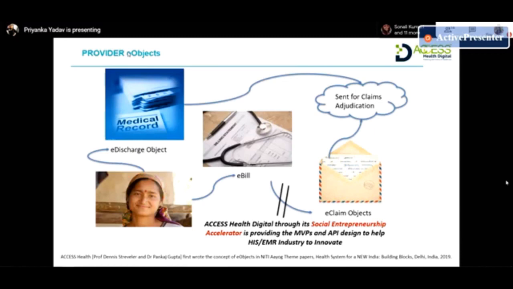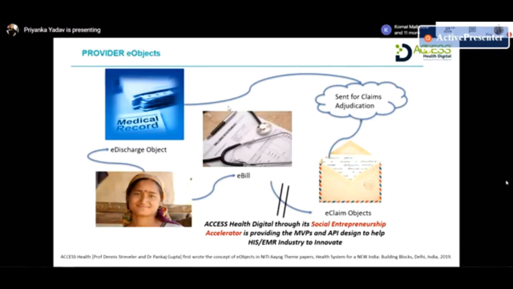Hence, what we did was we defined this e-claim object, which will have the minimum required details from this e-discharge summary: what was the treatment given, what was the diagnosis that was treated, what was the package used if there was a package used, what are the services provided. All these details are extracted from it, and that is given to the payer, which is sufficient for the payer to pass or fail a claim. Right now, because this information was not available, they had to go through the entire discharge summary to come up with the claim denial.